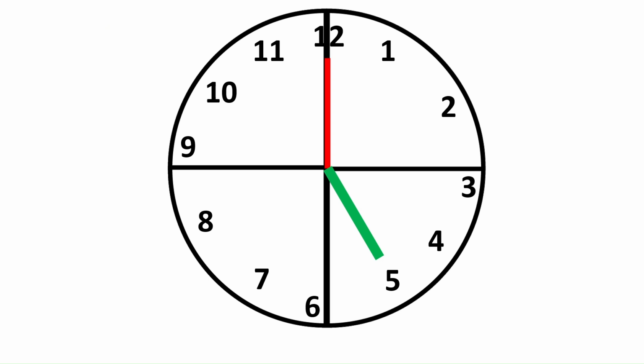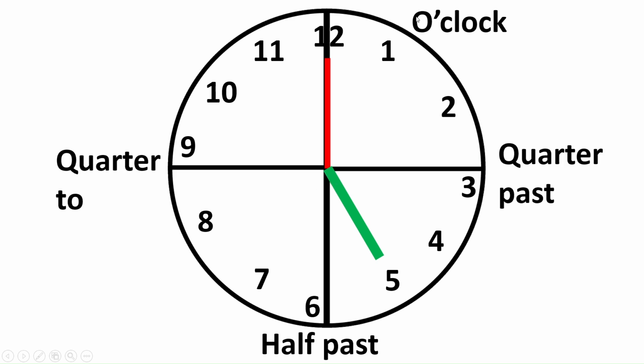In this video, we're going to be expanding more on how to tell the time when we're speaking. In the last video, we looked at the 4 main points on a clock, the 12, the 3, the 6 and the 9. And we learnt that they have different words that come with them. For example, with 12 we have o'clock, with 3 we have quarter past, with 6 we have half past, and 9 we have quarter to.